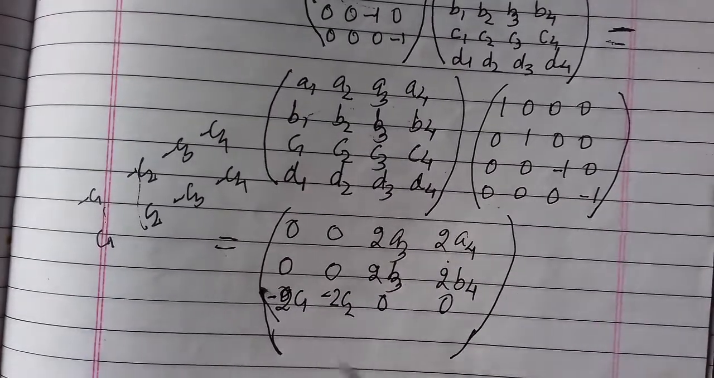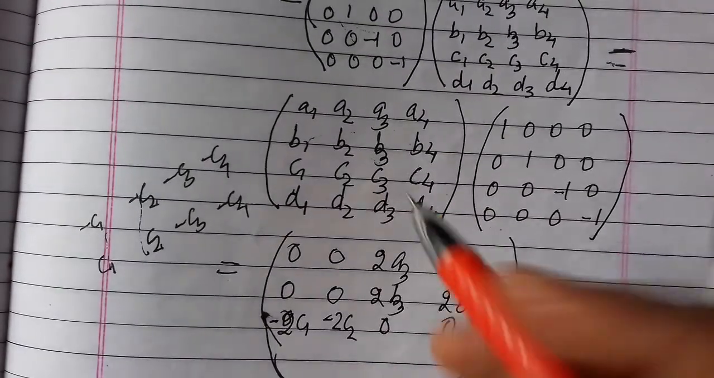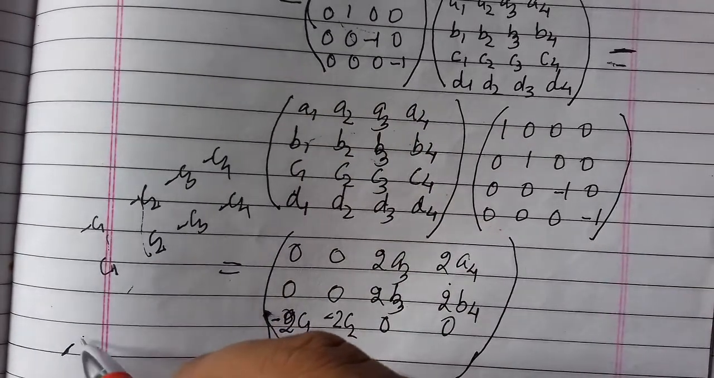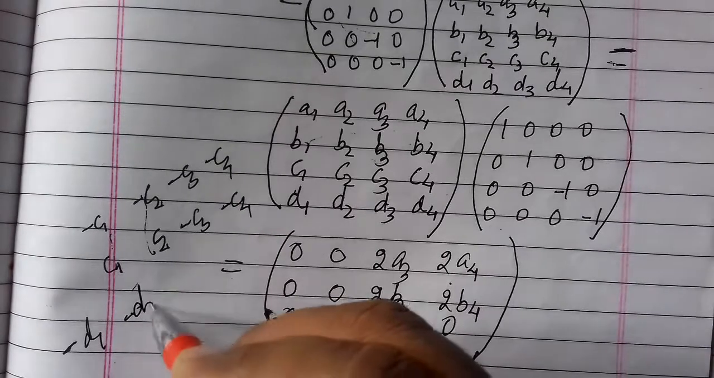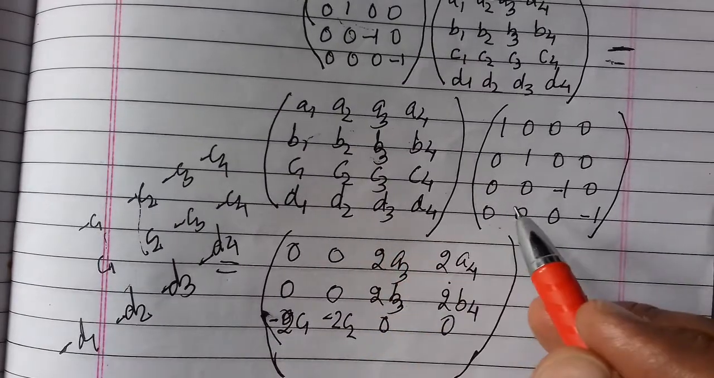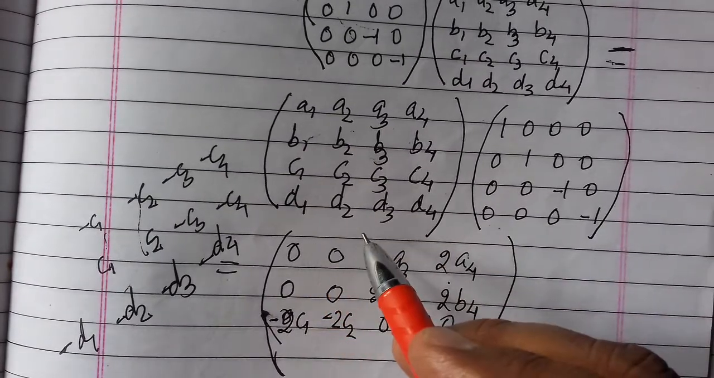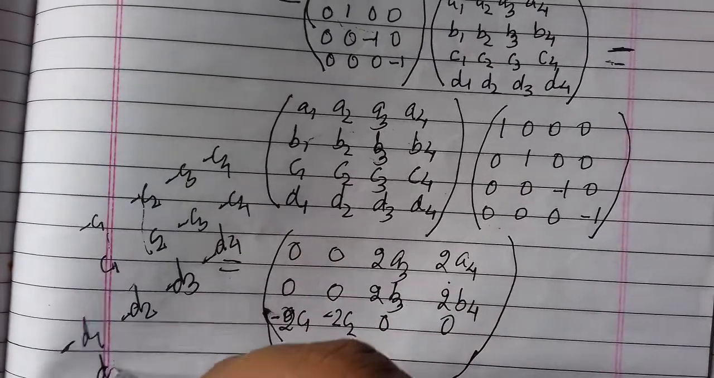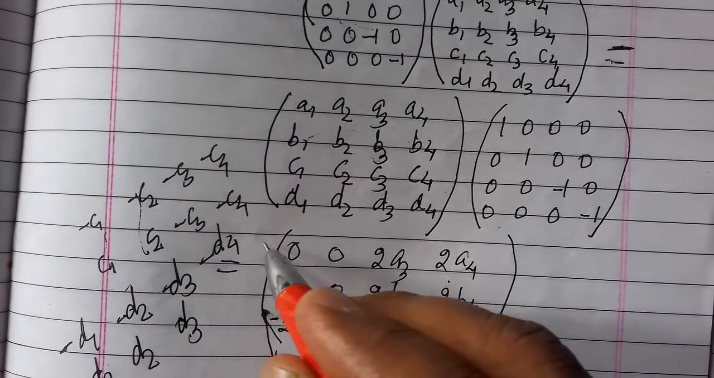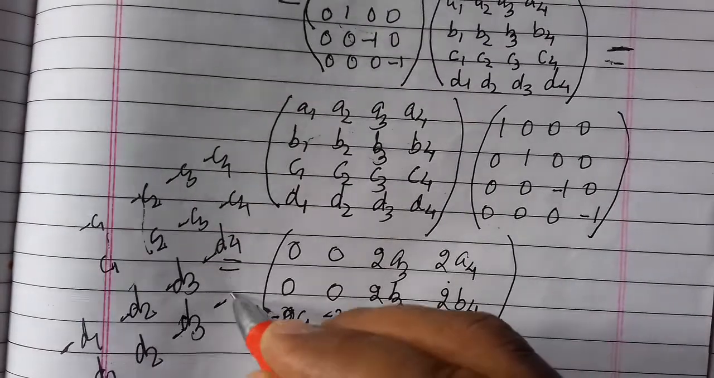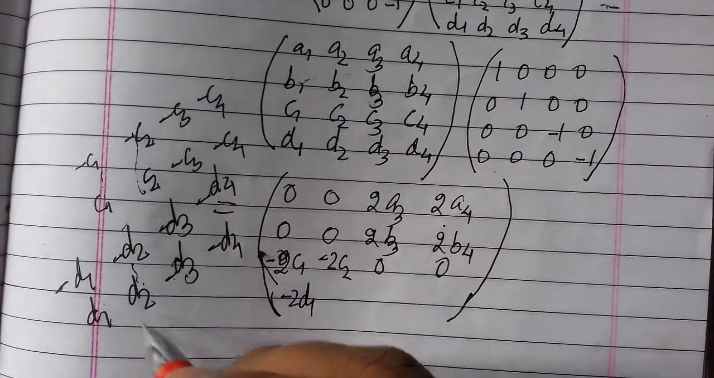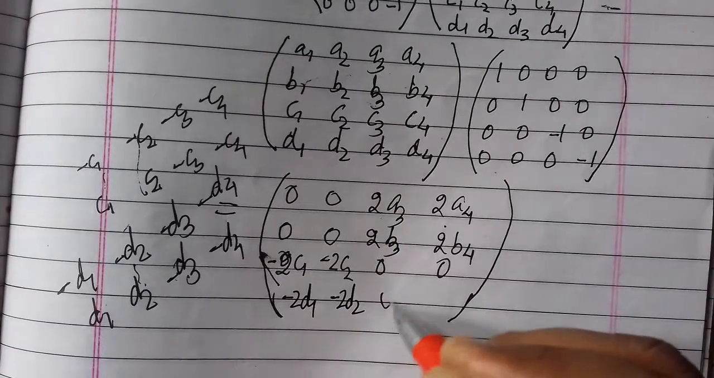Now the last row. If you go for the last row, then from this part we have minus d1, minus d2, minus d3, minus d4, and from this part for the last you will get d1, d2, minus d3 and here minus d4, and if you subtract, then this will be minus 2d1 and here subtraction will give us minus 2d2. Here will be 0 and 0.